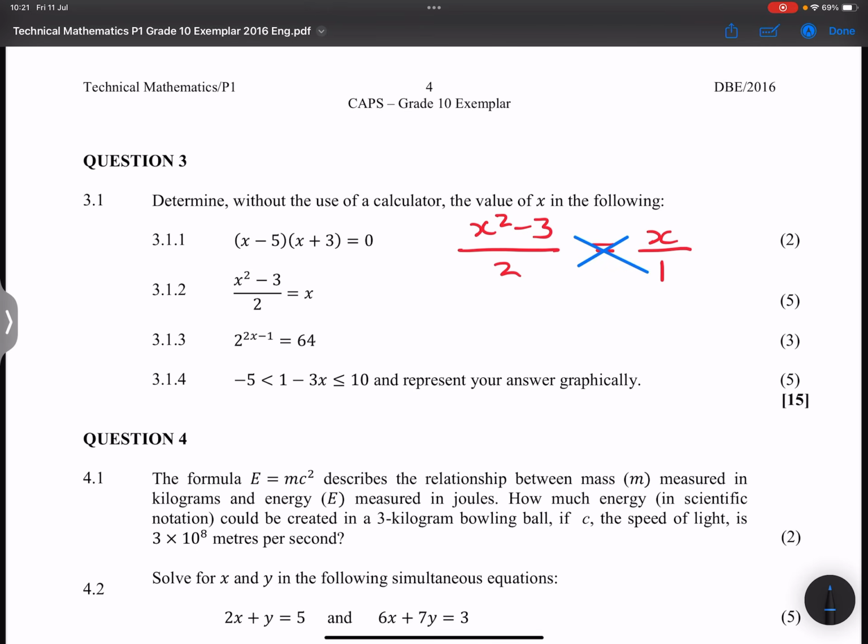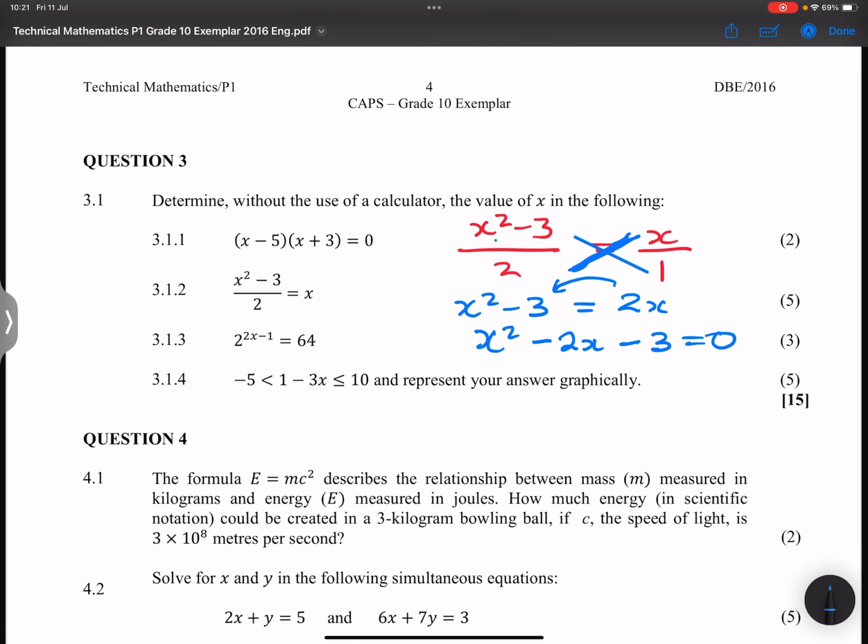If we cross multiply, x squared minus 3 times 1 gives me x squared minus 3, which is equal to 2 multiplied by x, that should give me 2x. So that means x squared, if I take the 2x to the other side, I'm going to place it in standard quadratic form: minus 2x minus 3, and this is equal to 0.